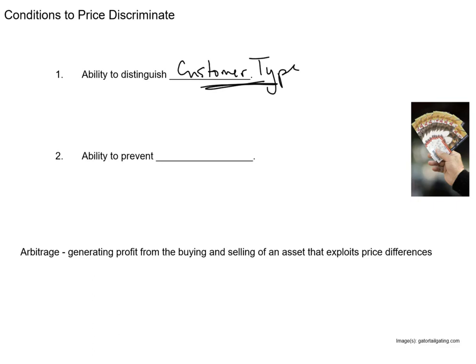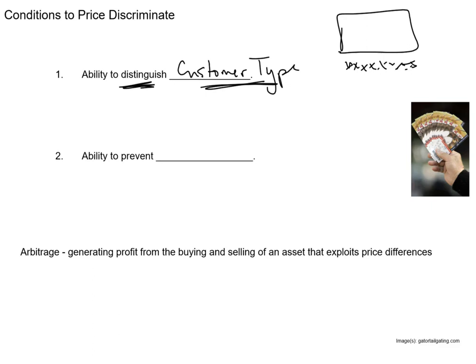And so again, if we think about that military discount for going to the movie theaters, right? How do they verify that the person they're selling that ticket to is in the military? Usually they'll ask for some kind of ID. Or a student discount, right? Usually they ask for a student ID or something like that. And so with the ability to distinguish customer type, the producers need to be able to get a credible signal that allows them to distinguish customer type.